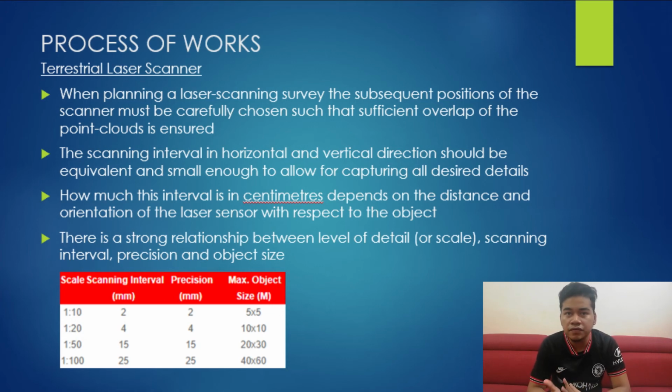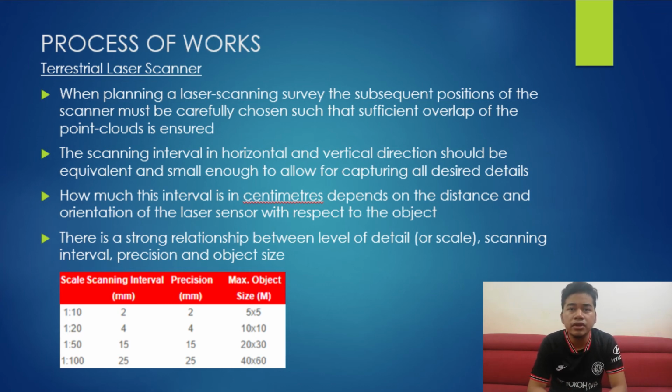When planning a laser scanning survey, the position of the scanner must be carefully chosen such that sufficient overlap of the point cloud is ensured. Also important are good visibility of the object in the scene and absence of pedestrians, vehicles, animals, and other temporary obstructions, as well as overhangs, trees, and other occluding objects. These are the main cause of data voids.